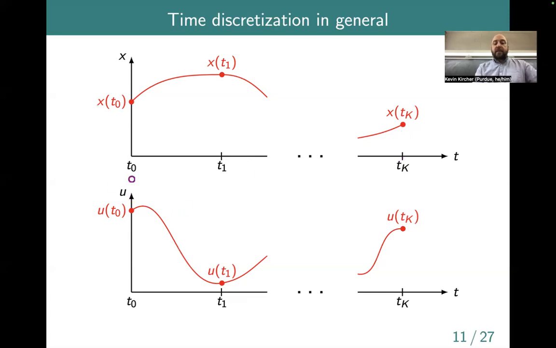And then similarly, the action here, the input that we're giving to the system, might also be wiggly and time varying. And we only, again, keep track of it at the times 0, 1, and all the way up to time k.